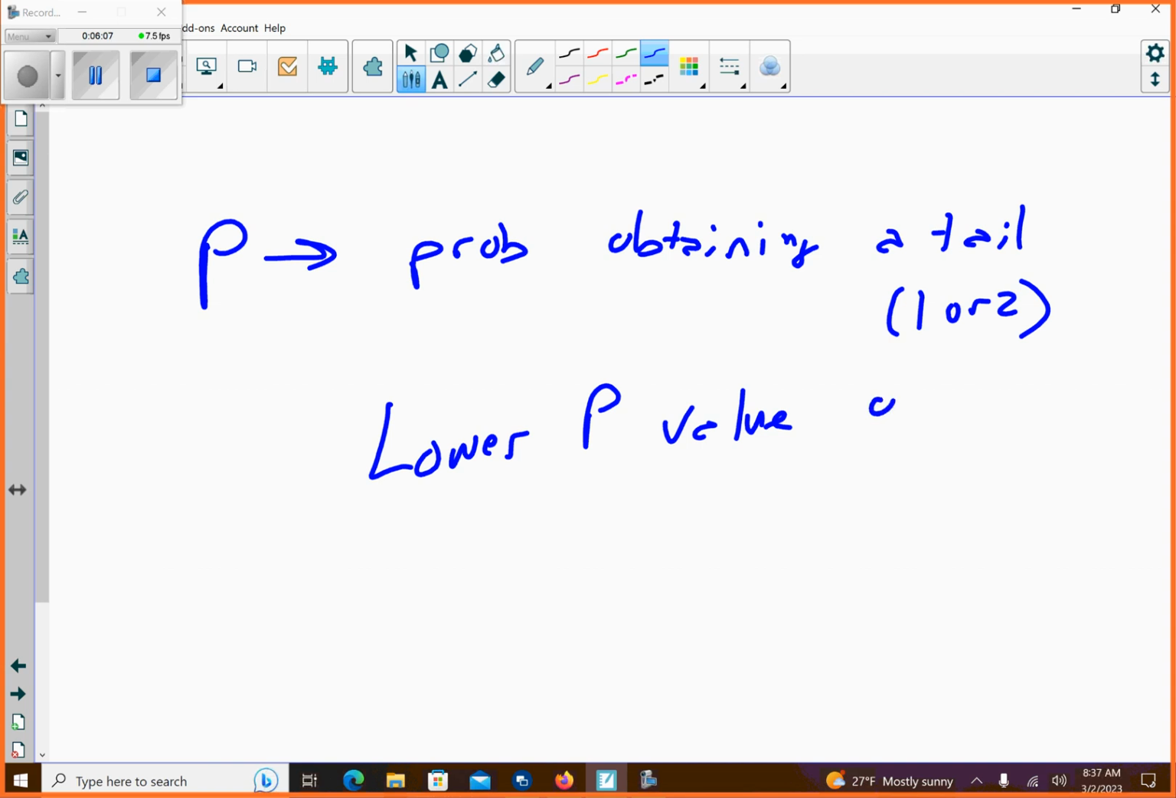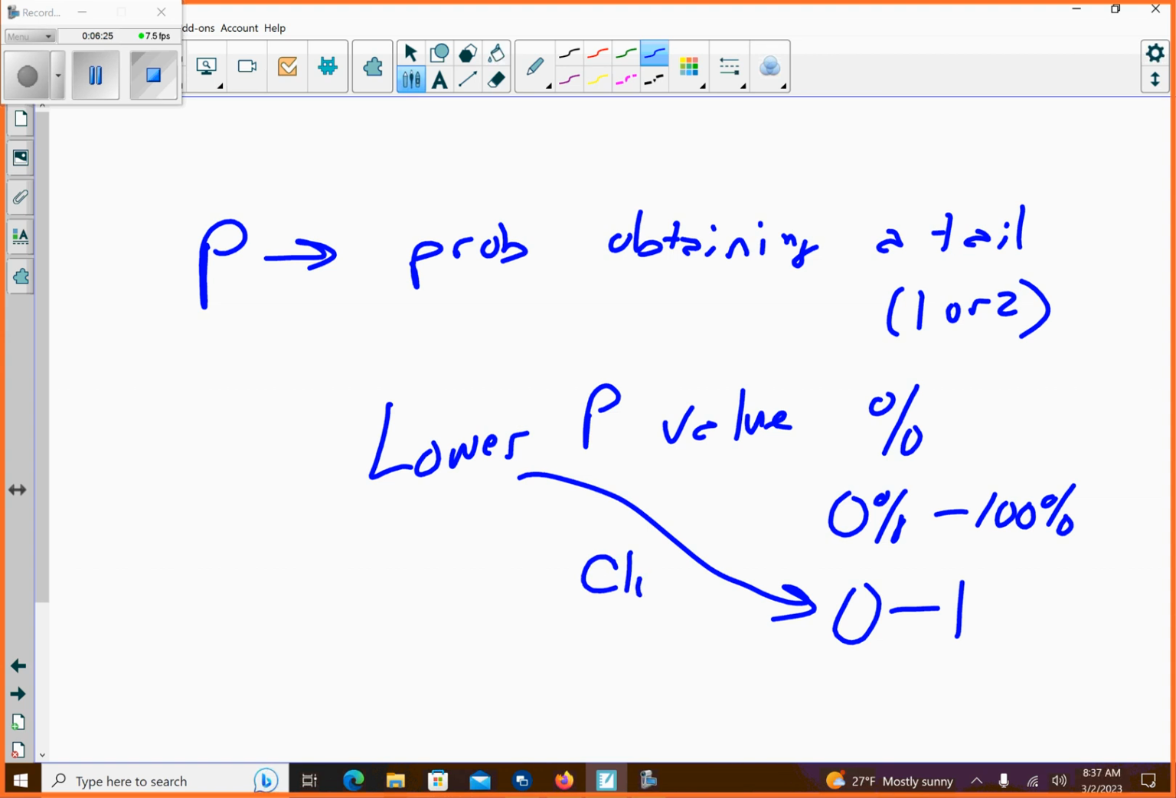So a p-value is a percent. A percent goes between 0% and 100%, which if I convert those to numbers is between 0 and 1. So a lower p-value, close to 0, means one thing. When it's close to 1, that's something else. It's like if you had a p-value that's like 0.96, that's a 96% chance that that event's going to take place.